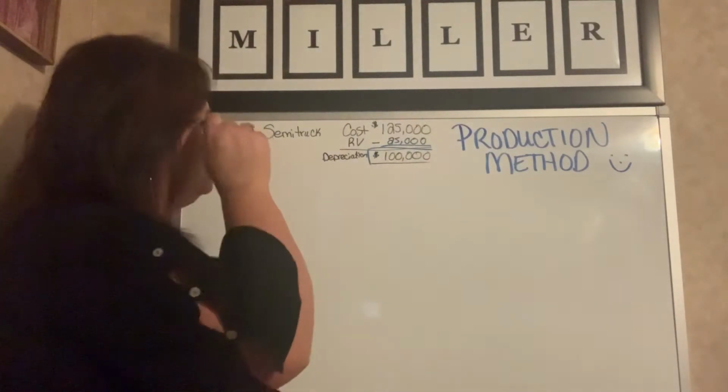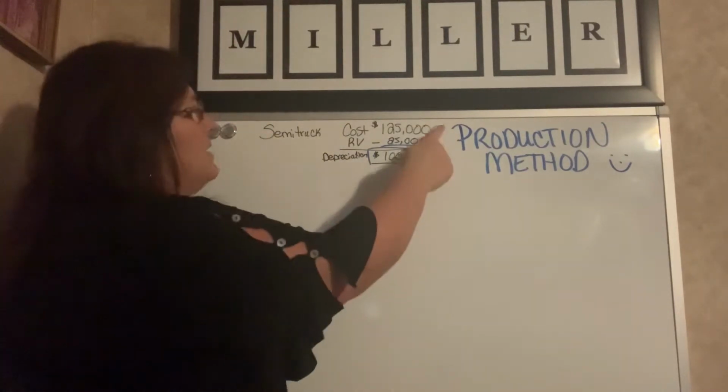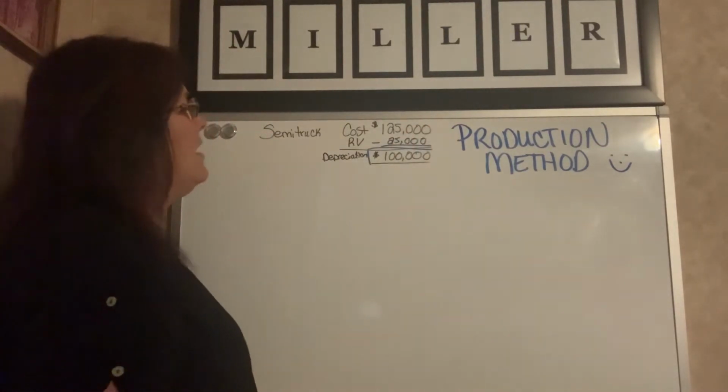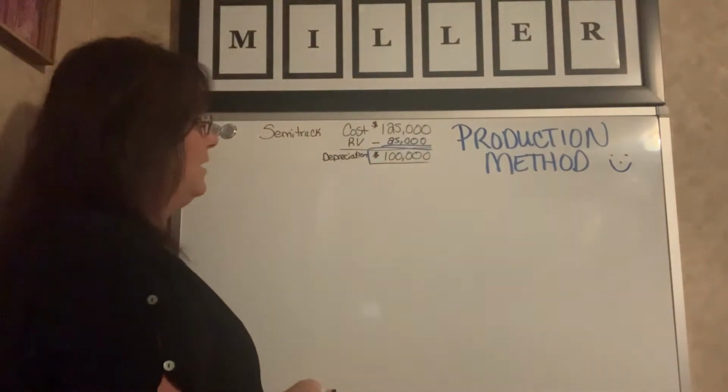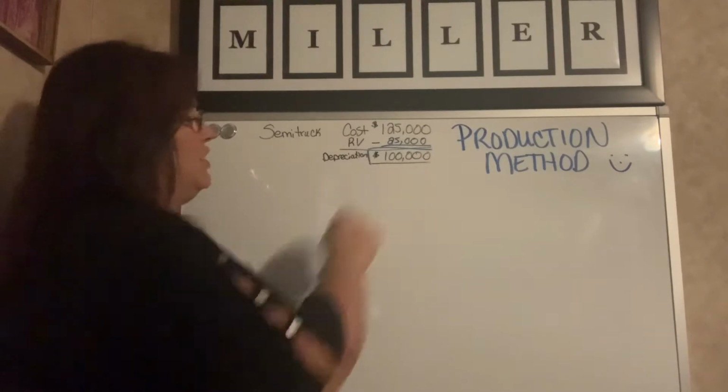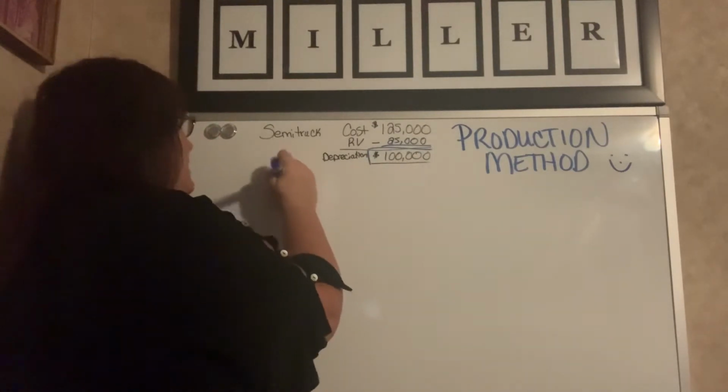So this is the same case. We have a tractor trailer or a semi-truck that cost us $125,000. That was the cost, minus the residual value. We talked about that on our straight line method. Equals our depreciation amount of $100,000. So I'm going to write that down here.